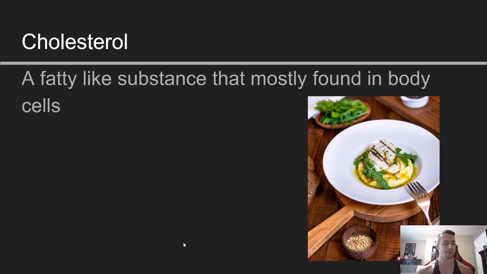Cholesterol. Cholesterol is not really talked about that much anymore, but it's basically a fatty-like substance that is mostly found in body cells. It's not as major a topic as it used to be, but that's pretty much what cholesterol is.